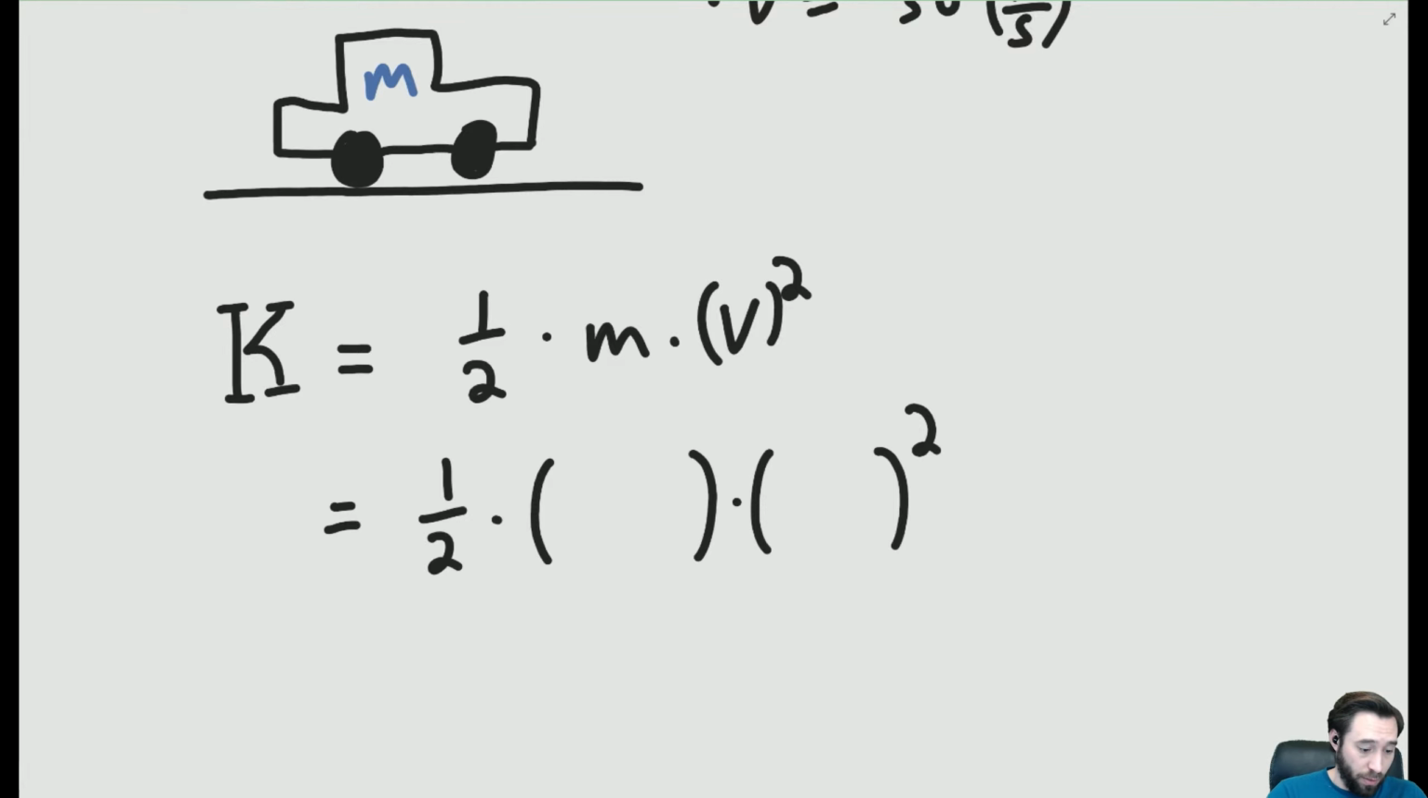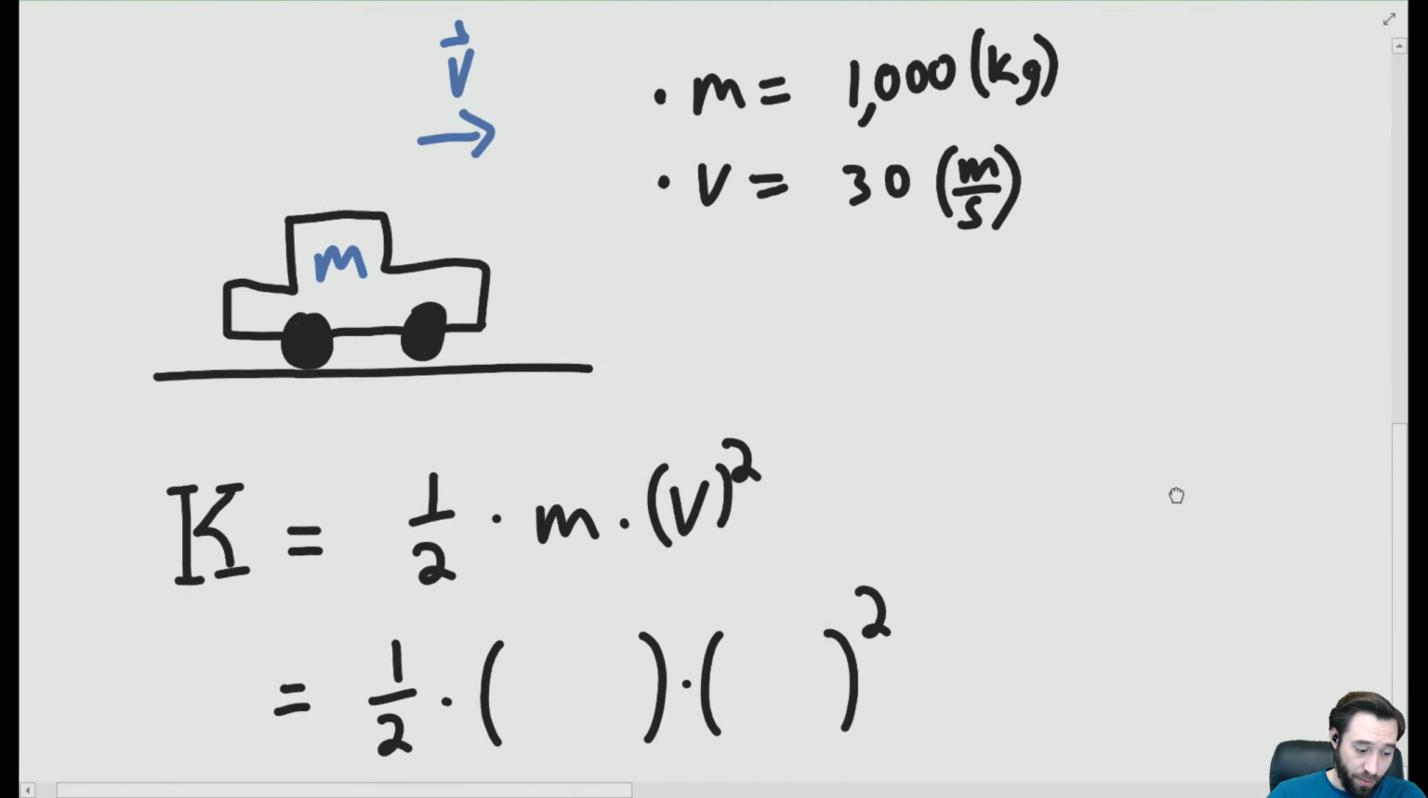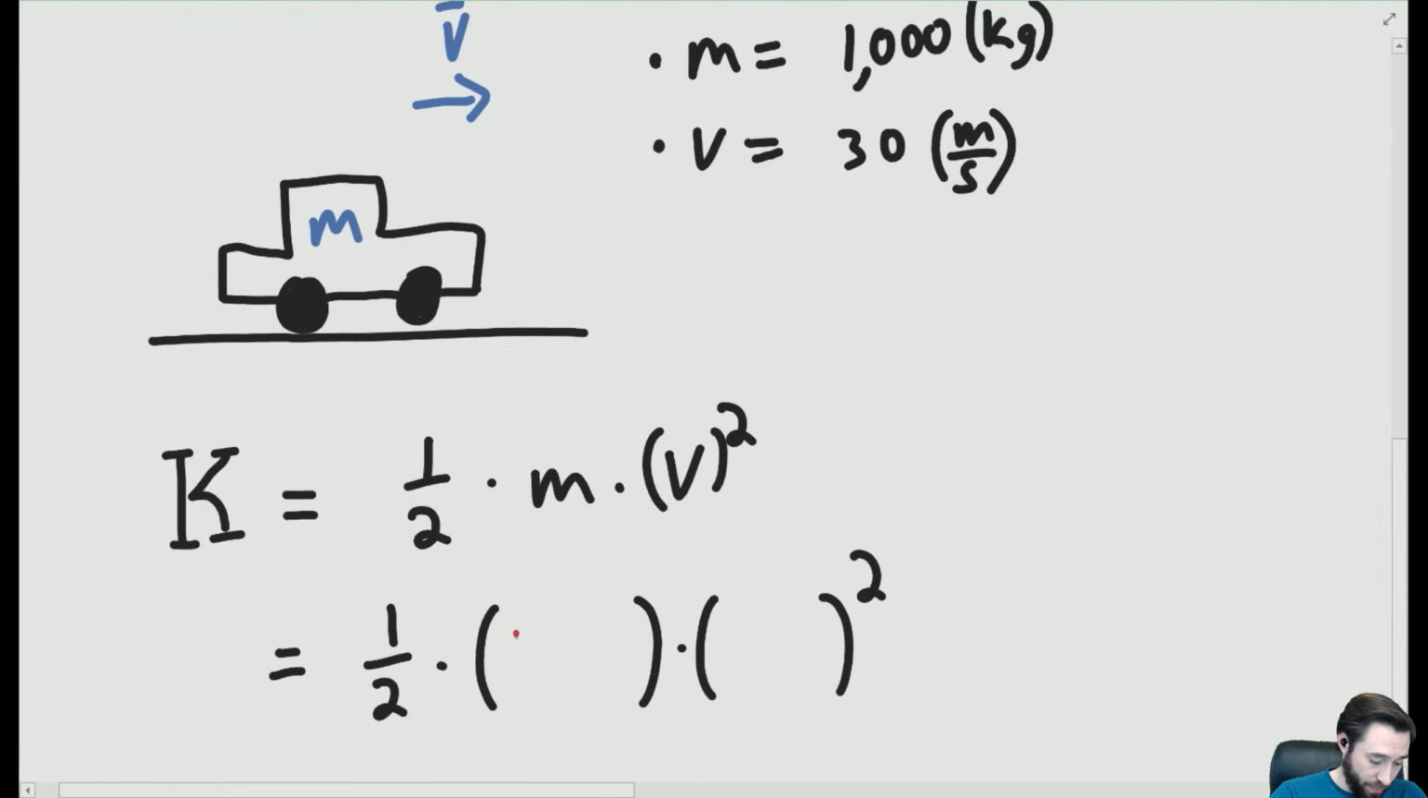Now, all I have to do is plug in what I know. So I know the mass is 1,000 kilograms, and I know the velocity is 30.